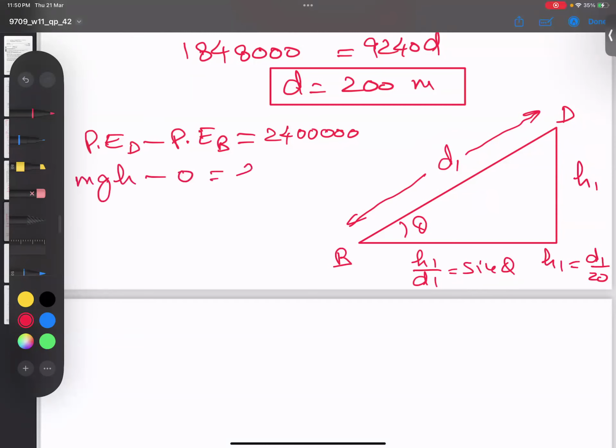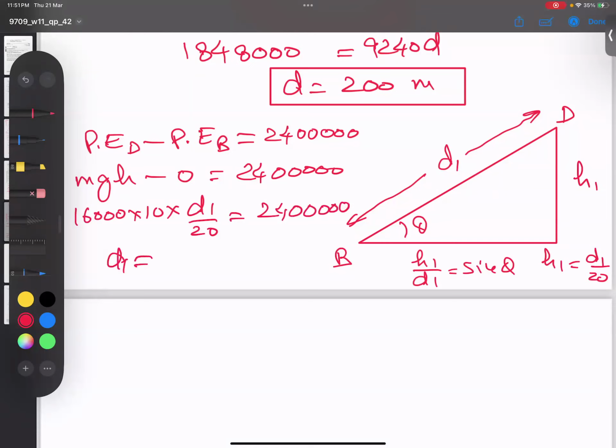MGH minus 0, and 2, 4, and 5 zeros are there. What is mass? 16,000, and gravity 10. Height is D1 by 20, and 2, 4, and 5 zeros I'm writing here. And just find it now by calculator. So 2, 4, and 5 zeros are there, into 20 divided by 16,000 and 1 more 0. I got a sharp 300-meter distance from B to D.